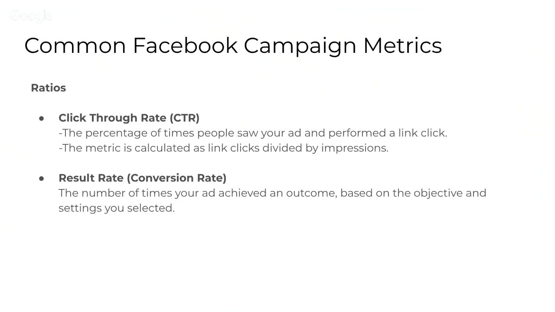Similarly, the next ratio is the result rate, or commonly known as the conversion rate. That's the number of times that your ad achieved a result or outcome, based on the number of people who have clicked your ad. The conversion rate is great at getting the most conversions possible once you get that click, but it doesn't look at the amount of traffic it takes to get there. So if you're just focusing on the conversion rates, you might lose that sense of scale.